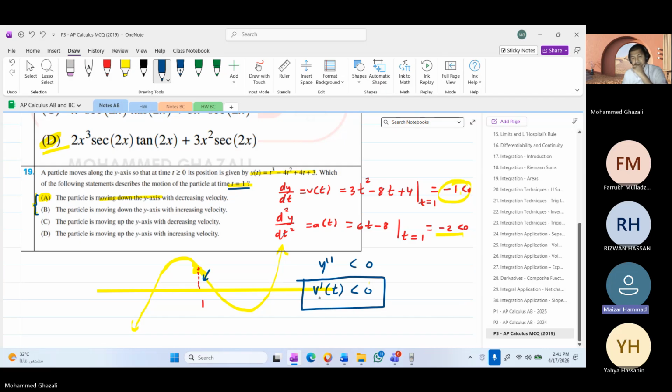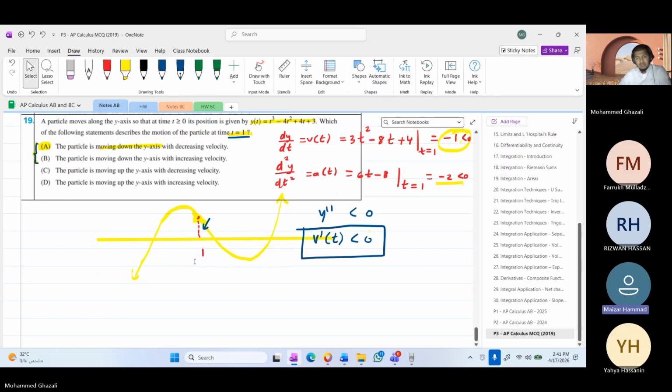That means velocity is decreasing. Yes, correct. So if velocity is decreasing, that's what it means. That's the best way I can explain it. So it's A? Yeah, I'm going to go with A.